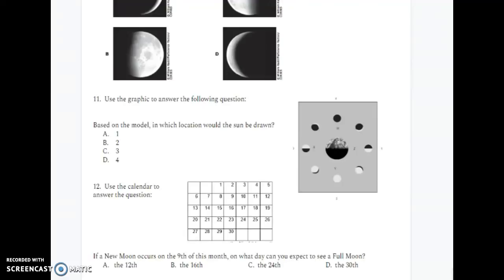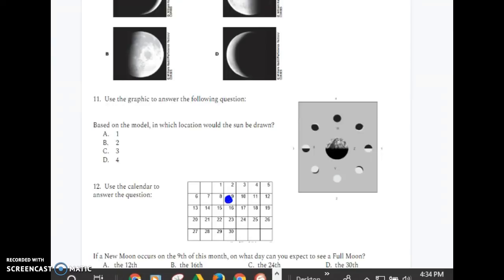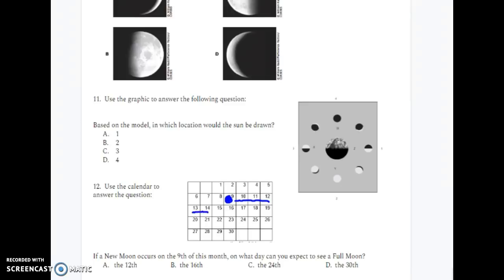Okay, last question, number 12. Use the calendar to answer the question. If the new moon occurs on the 9th of this month, okay, so here we have our new moon on the 9th. On what day can you expect to see a full moon? Well, we know that there are about 2 weeks from a new moon to a full moon, because here you're going to go into your waxing crescent for 6 to 7 days, then you're going to go to your first quarter somewhere along here. And then we're going to continue on, and we're going to be waxing gibbous until we finally get to the full moon somewhere in that ballpark.